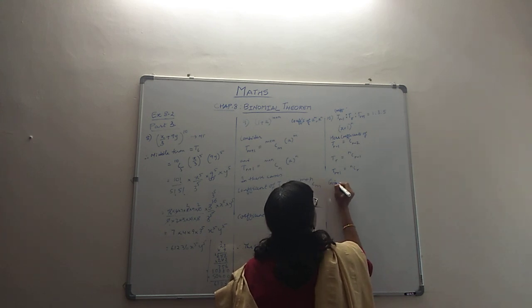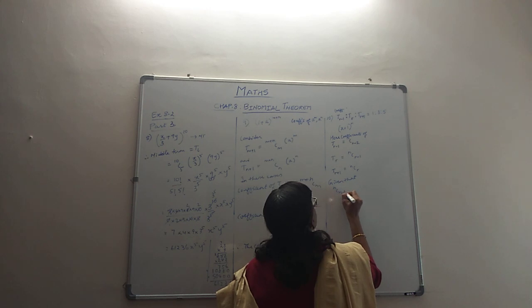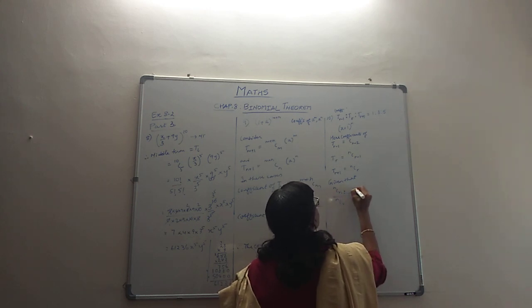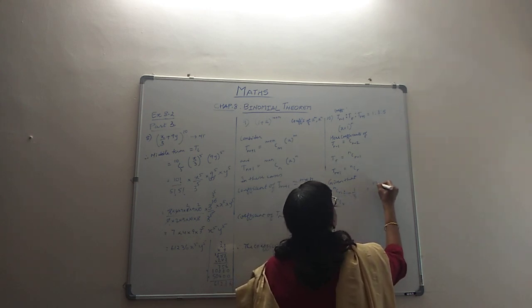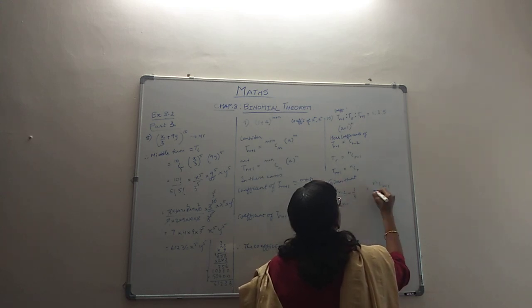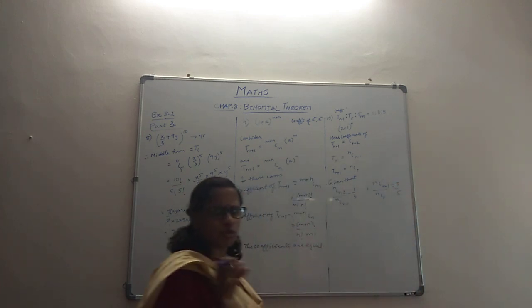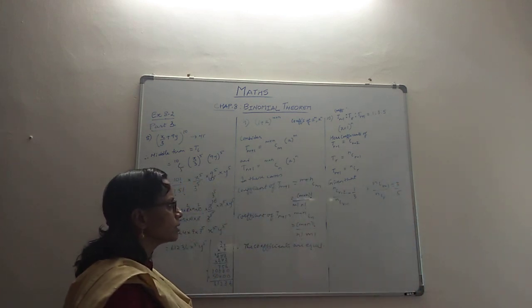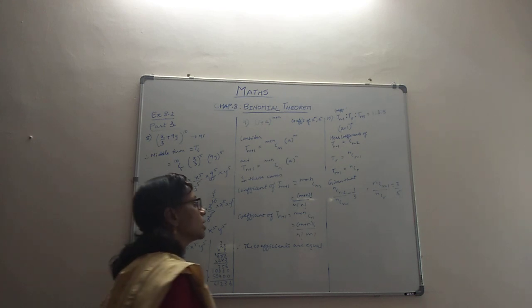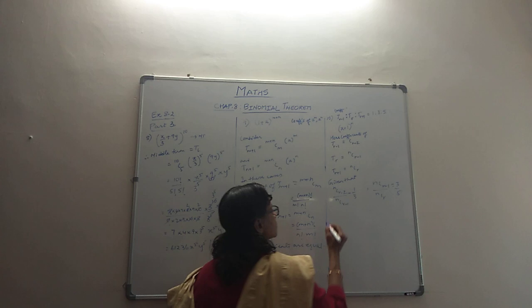So, given that nC(r-2) by nC(r-1) is 1 by 3 and nC(r-1) by nCr is 3 by 5, we're splitting it into two parts. This is a coefficient, we've got it. Now it is basically applying the definition and solving it. Let's see what the definition is.